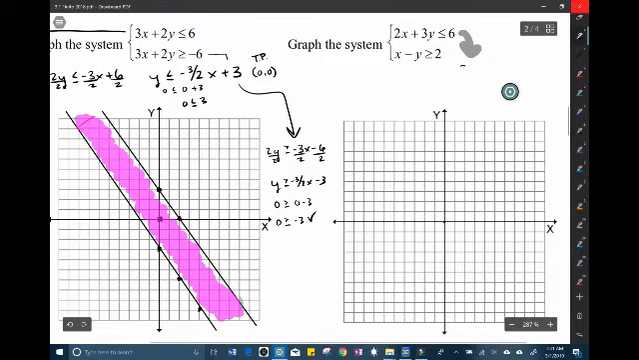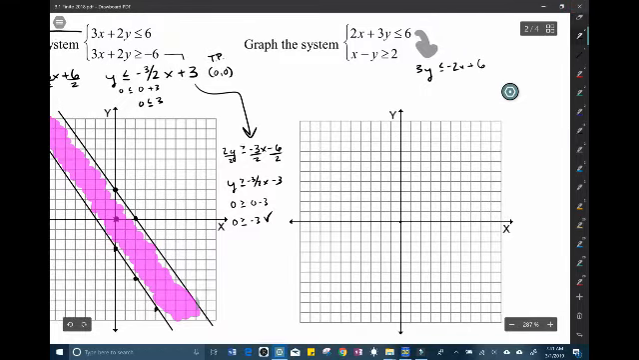Okay, 3y is less than or equal to negative 2x plus 6. If we divide by 3, we have y less than or equal to negative 2/3 x plus 2. Up 2, down 2 over 3. Solid line again.